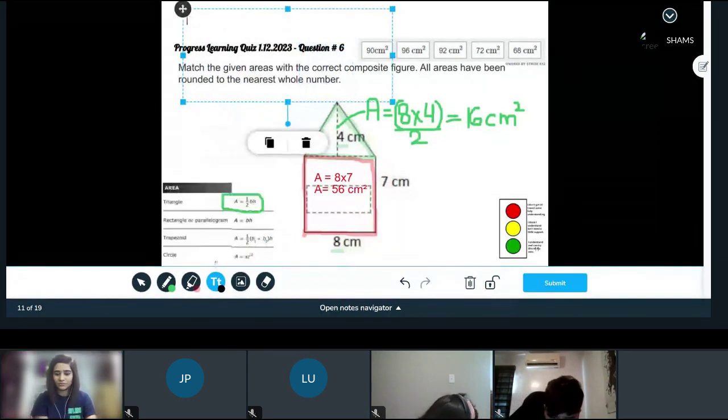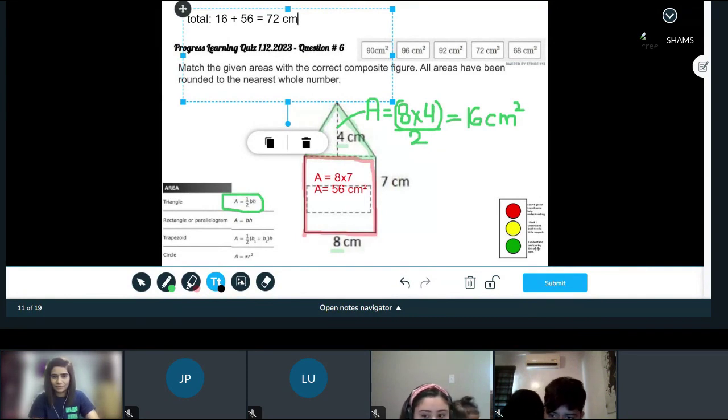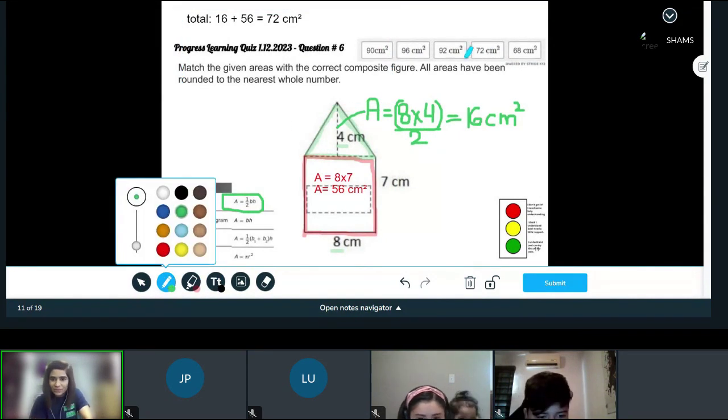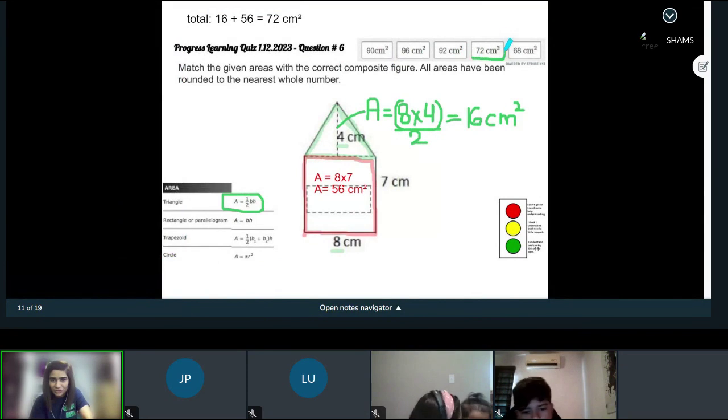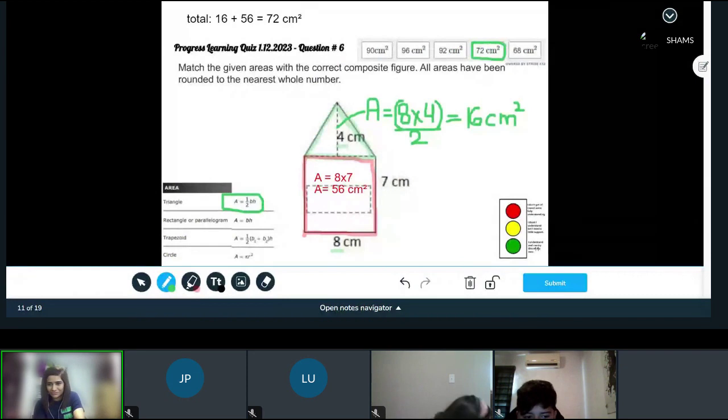So to find the total, I have 16 plus I have 56. And when you add them, you get 72 squared centimeters. That's the final answer. This is supposed to be the final answer, 72. And is that in the answers? Yes, it is. Here is that 72 and it does match one of the answers. Very good, Emiliano.